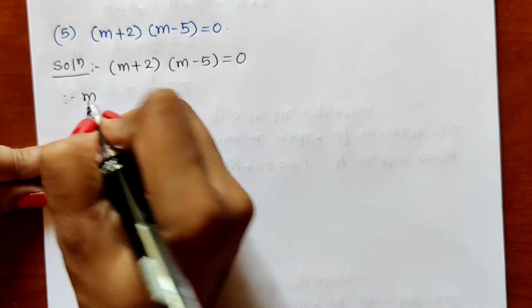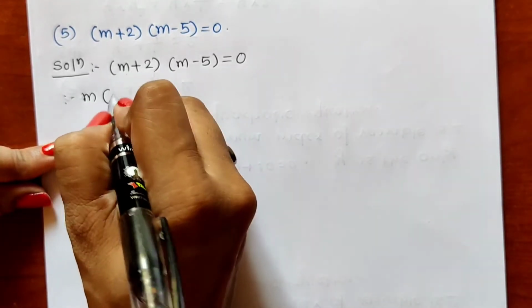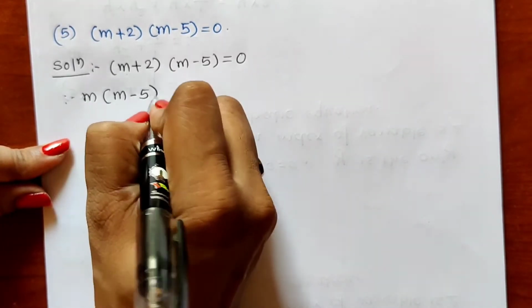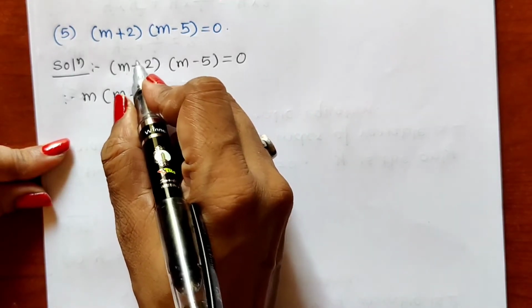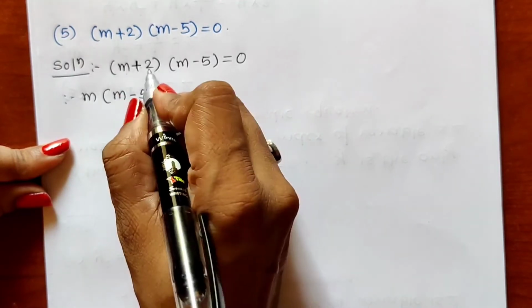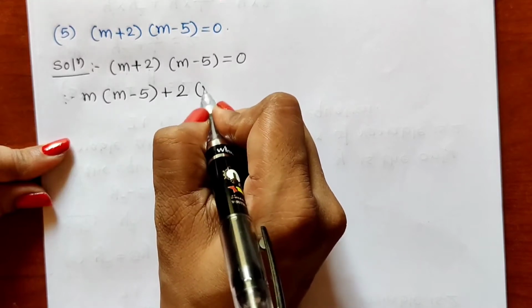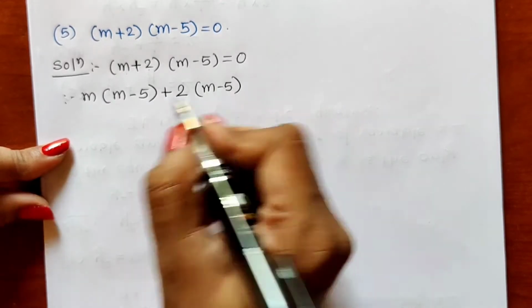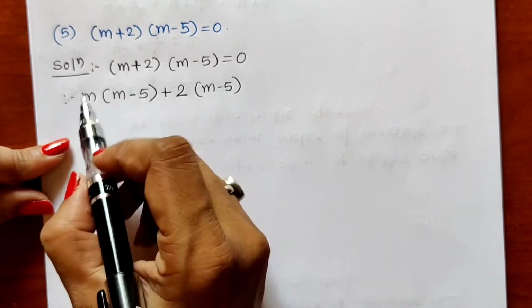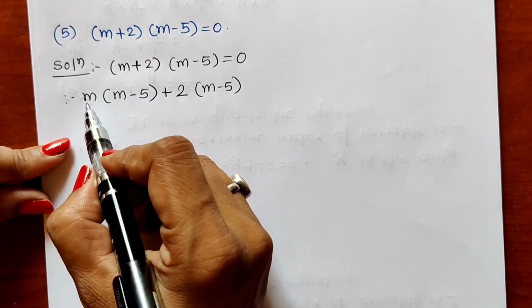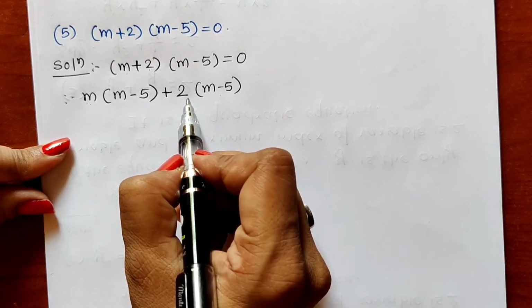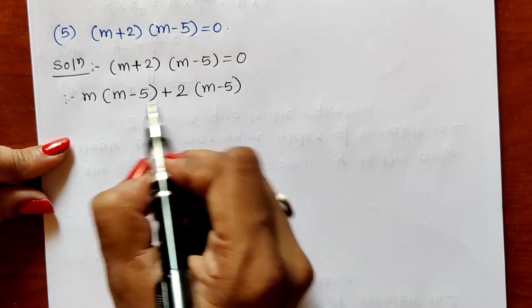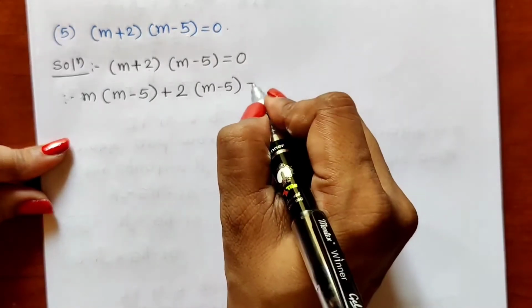First term from the first bracket multiply by the second bracket. Correct? And then plus sign is there in the first bracket, we write plus sign. Second term from the first bracket multiply by the second bracket. Both the times we multiply the second bracket. Here we write the first term from the first bracket, here we write the second term from the first bracket. Both the times we have to write the second bracket is equal to 0.